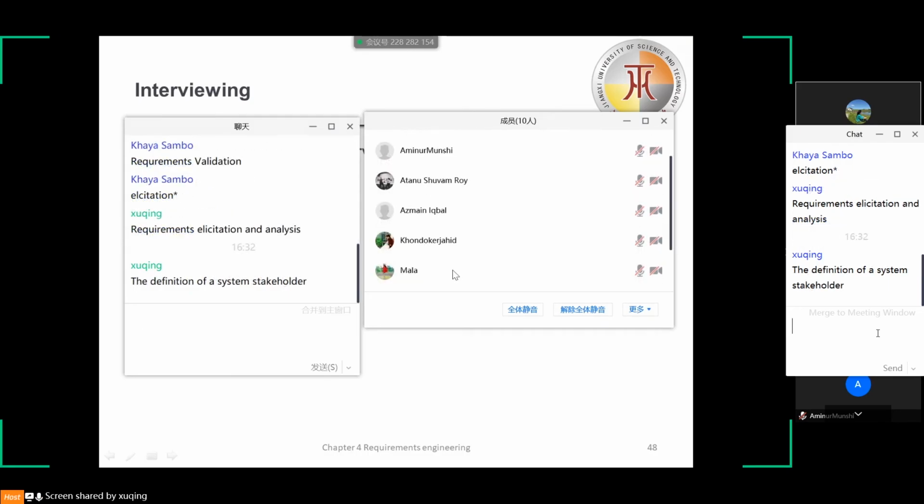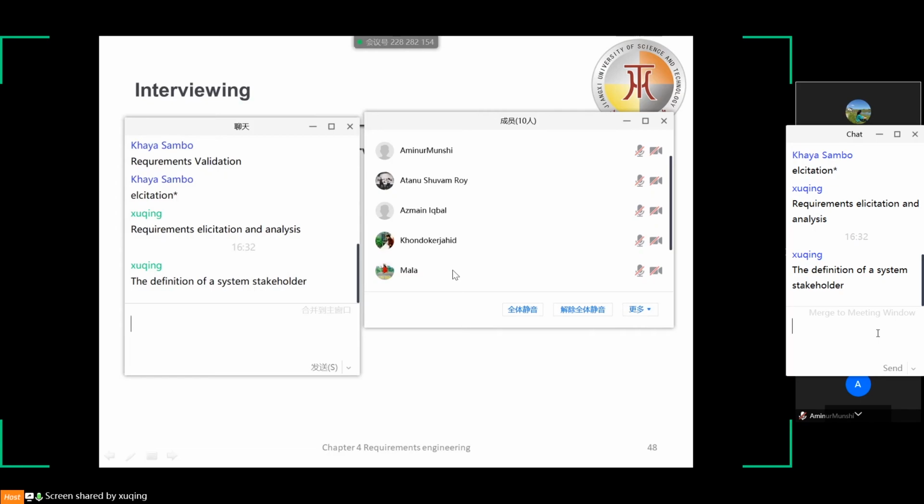System stakeholders are the people who are either going to be affected or are going to use the software. So those people are, in the example given before, the patients, the doctors, the nurses. Those are the people who are going to use the software. I think that's the definition for system stakeholders. Yeah, perfect. Thank you very much, Kaya.